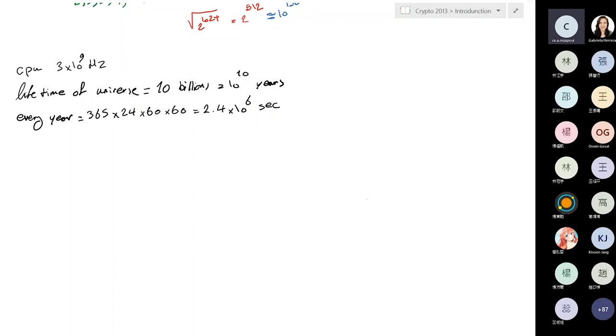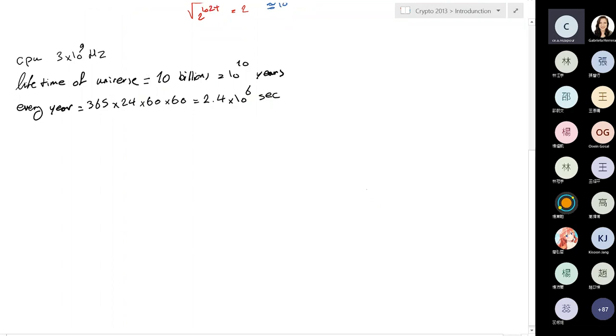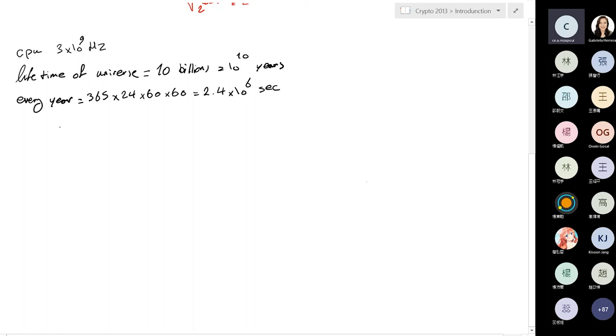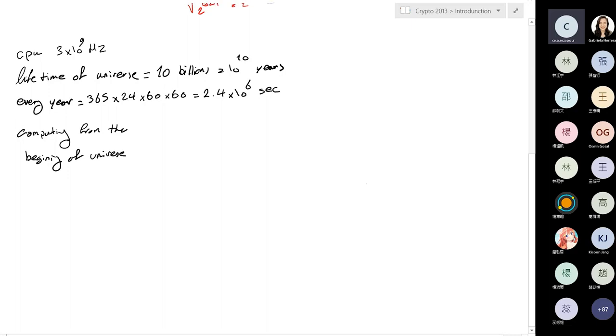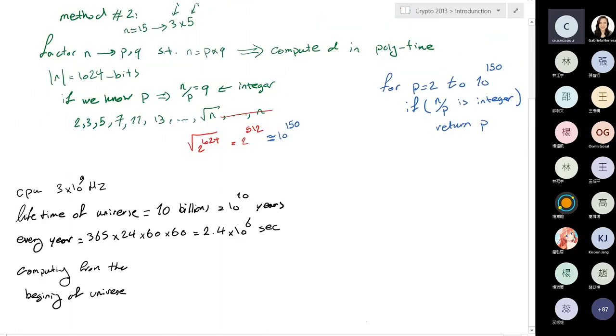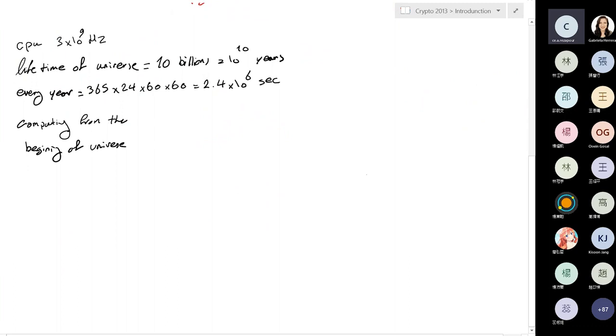Suppose we are starting to do this computation from the beginning of the universe. We have to multiply all these things to each other. In every second we can do this many, and let's say in every clock of your CPU, you are able to do one of this for loop. Okay, we're going to be very generous. So roughly how many computations could we do?